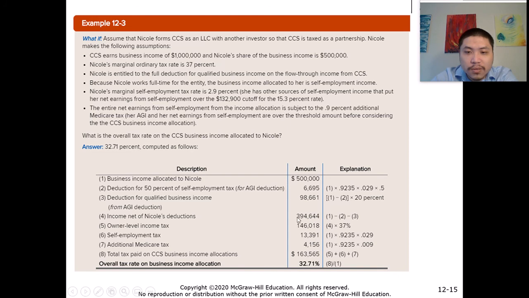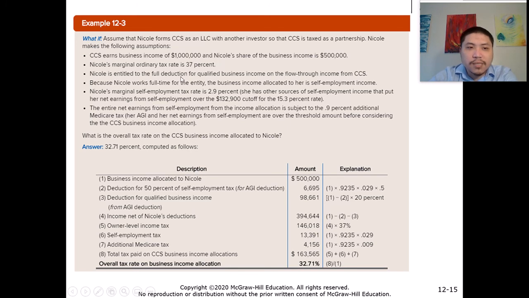So 644 times 37%, because that is her marginal tax rate right now. And that's going to be 146,018. So this is going to be the owner-level income tax, which is ordinary income. And then we also have to calculate the self-employment tax, which we already know. So $500,000 times 0.9235 times 0.092 gives us 13,391, and this is pretty much the FICA tax, remember?